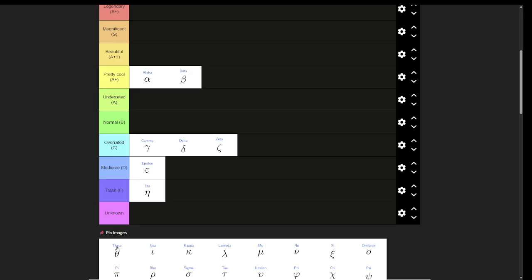Now, theta. Oh boy. Theta is the GOAT. I wish we would use theta instead of alpha for angles, because theta is just so beautiful. And there just happens to be a category for beautiful. It's going right up there in A++ tier.